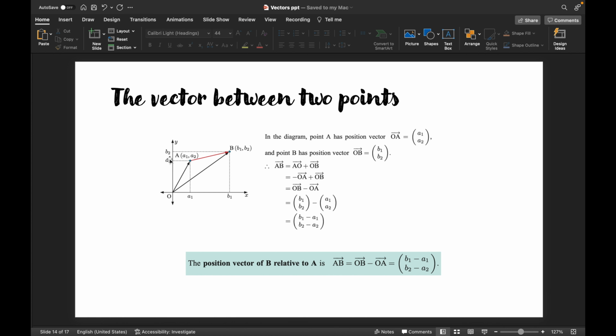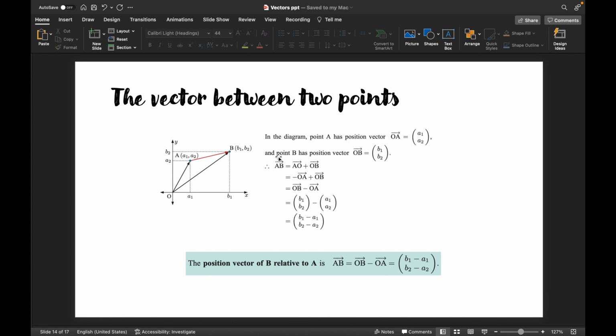So we trace our way from A to O. That's going to be AO plus OB. But we can also rewrite AO as OA multiplied by negative 1. So these two are essentially the same thing. And therefore, if you're trying to find the vector AB, we go from A to O and then O to B. Therefore, it's going to be OB minus OA.